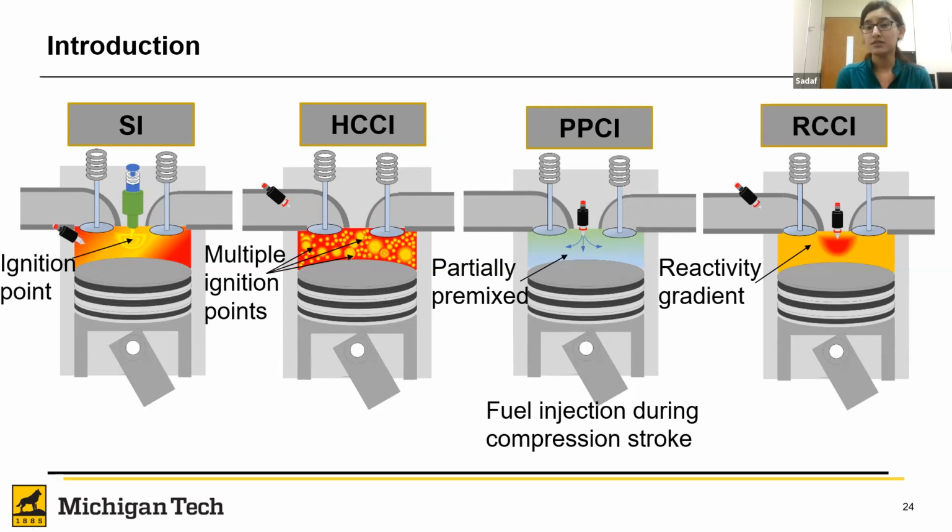In partially premixed compression ignition, the fuel is directly injected during the early compression stroke, which helps in partially mixing with the air. And at the end of compression stroke, the air-fuel mixture auto-ignites. In RCCI engine, as the name suggests, reactivity controlled compression ignition, two fuels of different reactivity are injected via port fuel injectors and direct injectors. This reactivity gradient of fuels drives the combustion.